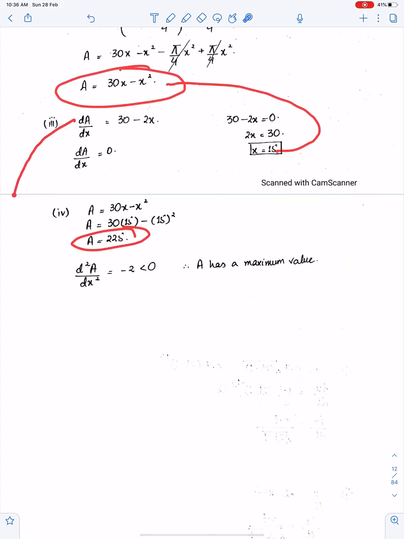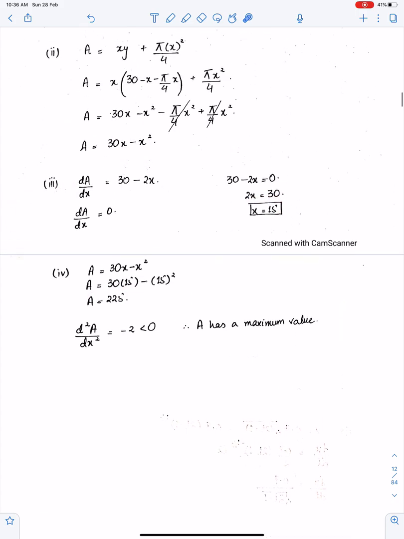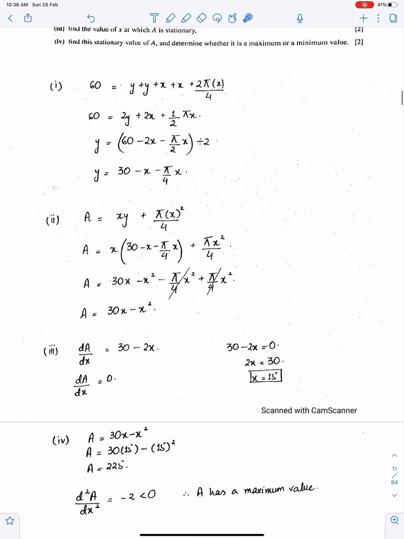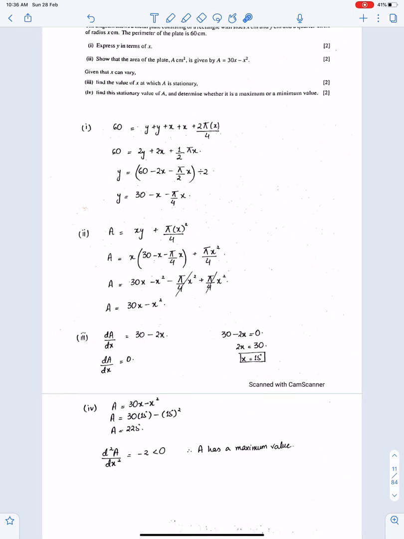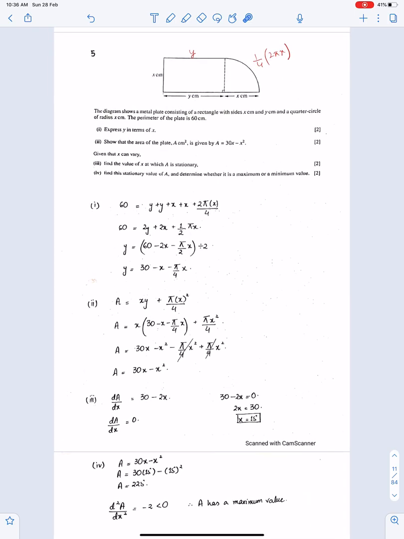Now find the second derivative. Second derivative is negative at this value of x, so it's maximum. If second derivative is negative, that means maximum value, otherwise minimum. You can take the screenshot of this question as well if you want.